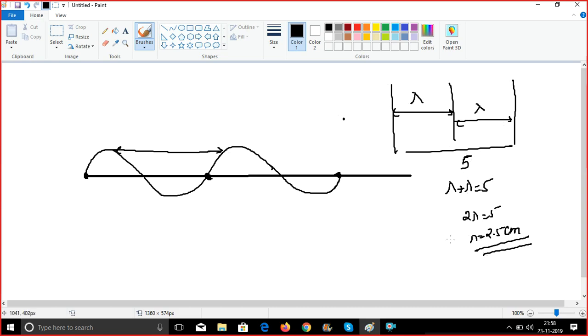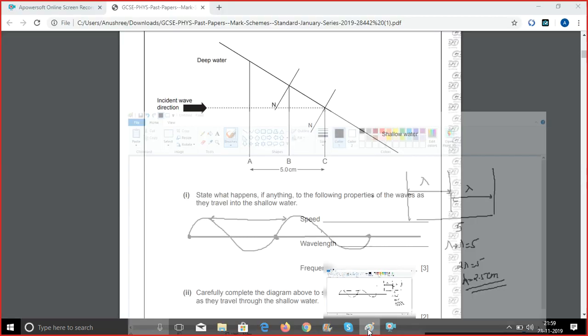So the distance between two consecutive crests or consecutive troughs is lambda, and this is the distance between two consecutive ones, and that's why your lambda is 2.5 centimeters. So lambda equals 2.5 centimeters.